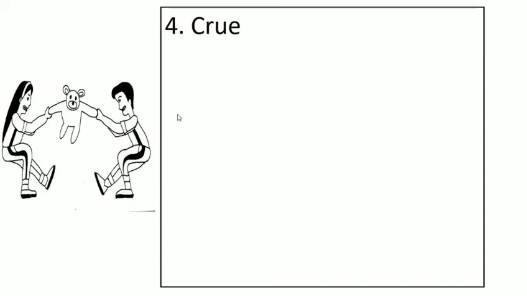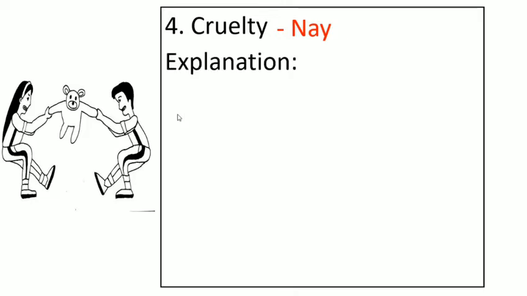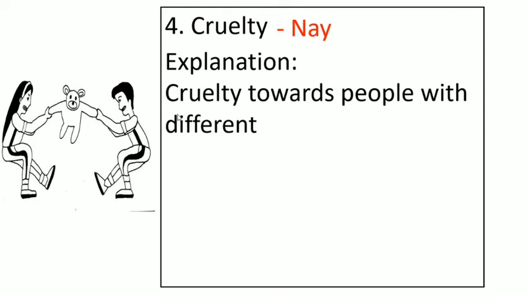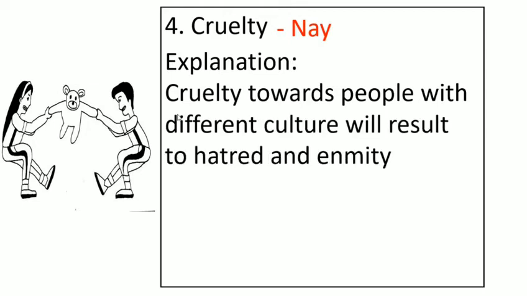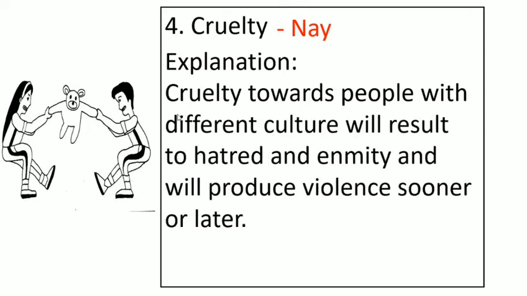Next, number 4, cruelty. Answer is nay. Explanation: cruelty towards people with different culture will result in hatred and enmity and will produce violence sooner or later. Now, what can I do? Essay check.